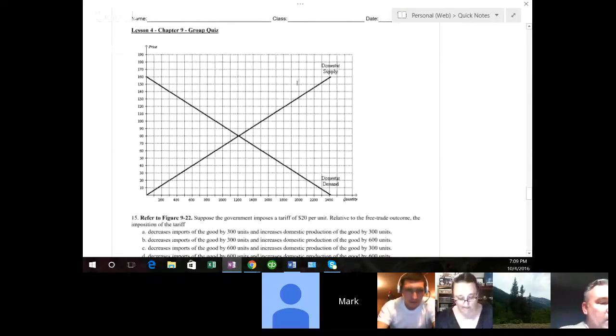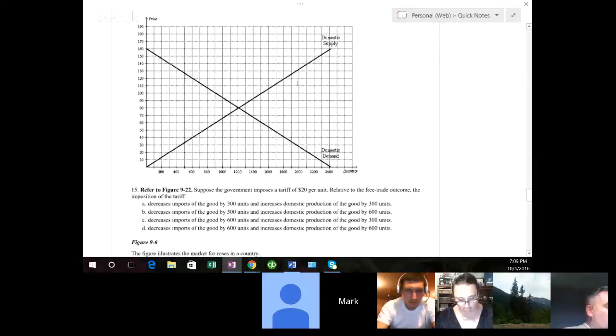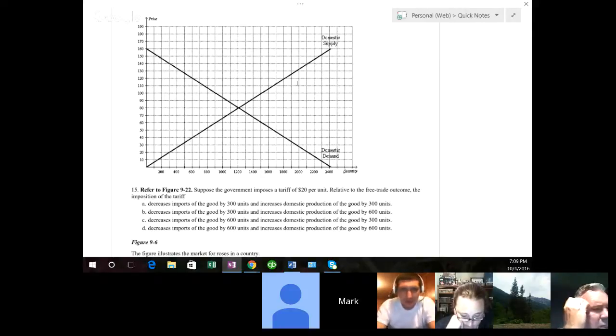Okay, I'll take number 15. Suppose the government imposes a tariff of $20 per unit relative to the free trade outcome. The imposition of this tariff, and I chose A, decreases imports of the good by 300 units and increases domestic production of the good by 300 units. I also got A. That's what I got too. I didn't know on this one.